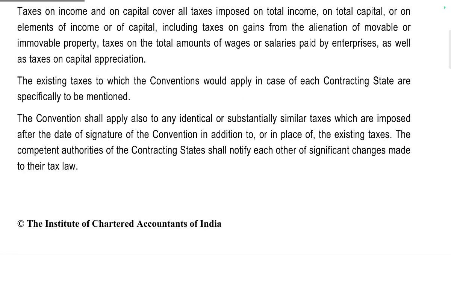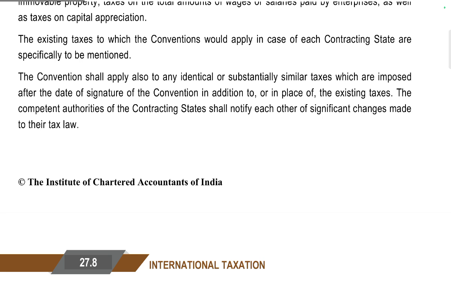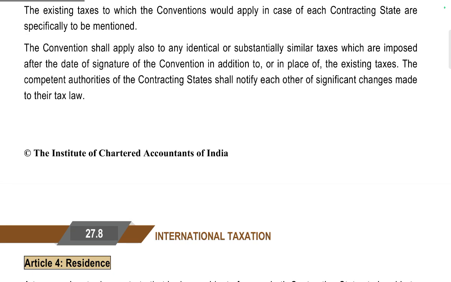The existing taxes to which the convention would apply are those which the contracting states specify. The convention shall also apply to any identical or substantially similar taxes which are imposed after the date of signature of the convention, in addition to or in place of the existing taxes. The competent authorities of the contracting states shall notify each other of significant changes made in their tax laws.